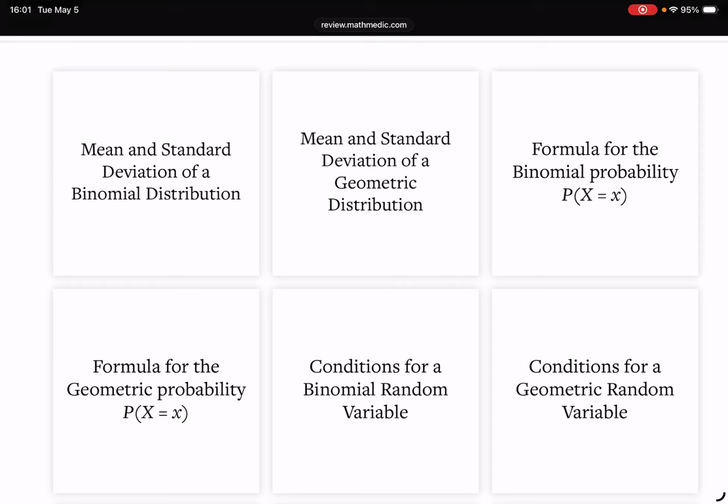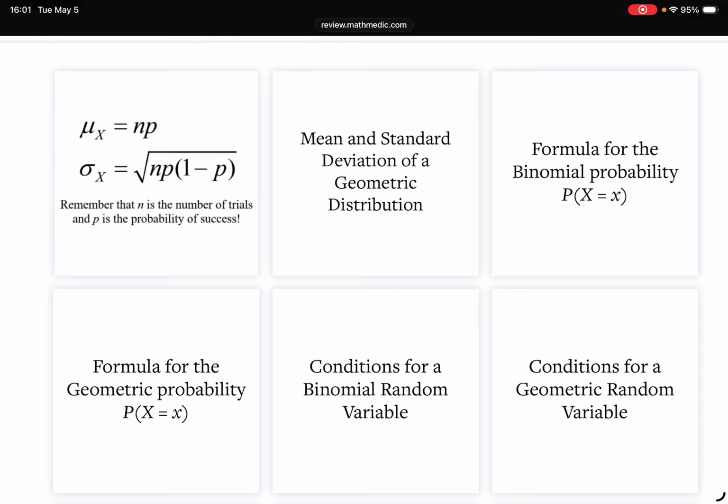The first one says mean and standard deviation of a binomial distribution. These are formulas. You need to know that the mean, mu of x, is n times p. And the standard deviation, sigma of x, is equal to the square root of n times p times 1 minus p, where n is the trials and p is the probability of success. Remember, on Desmos, you can simply go to add an inference and go to a binomial distribution, type in n and p, and it will give you the answers for you.